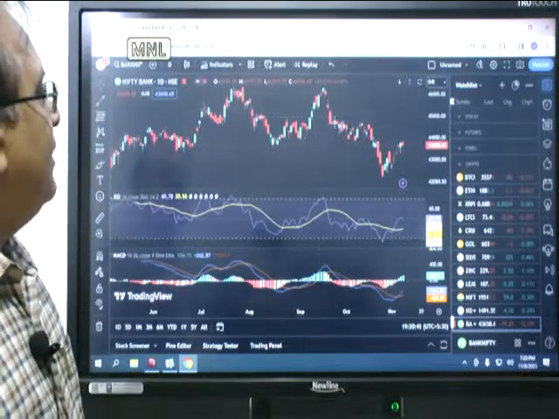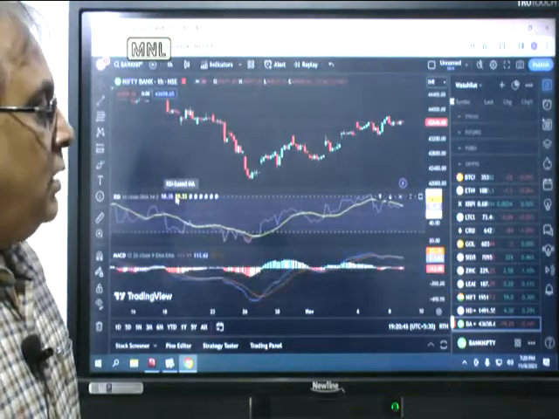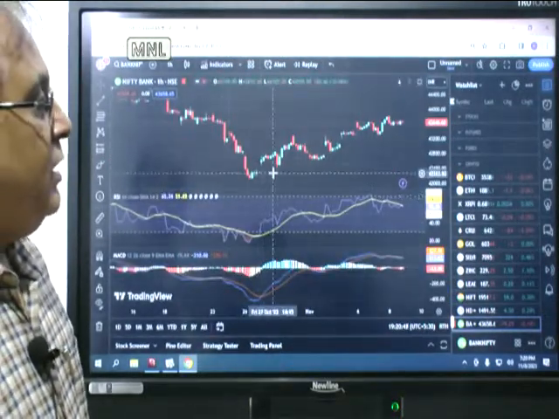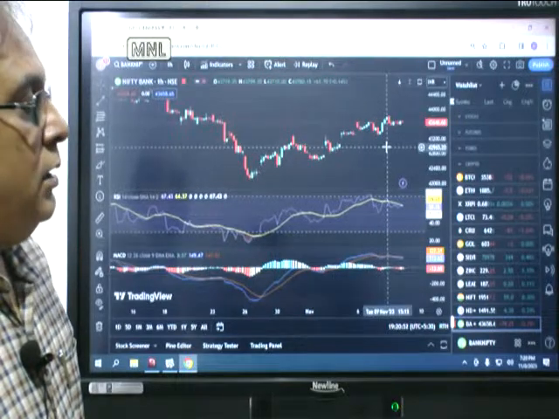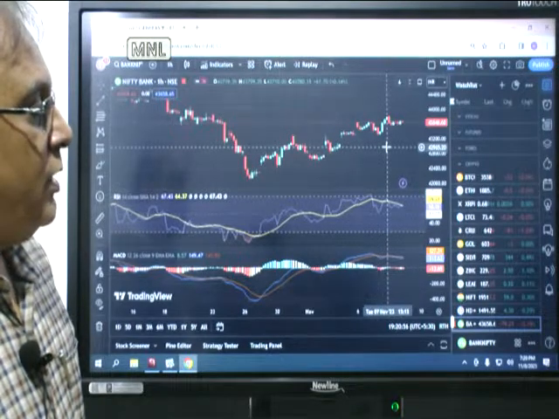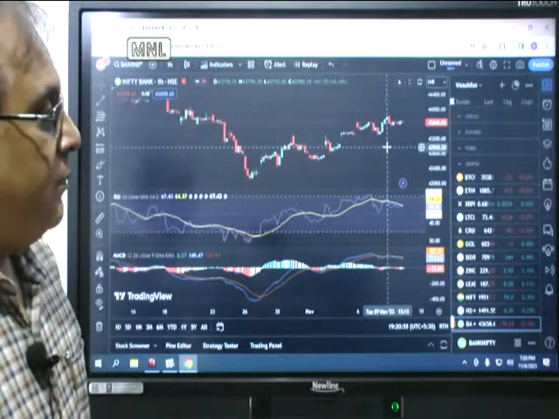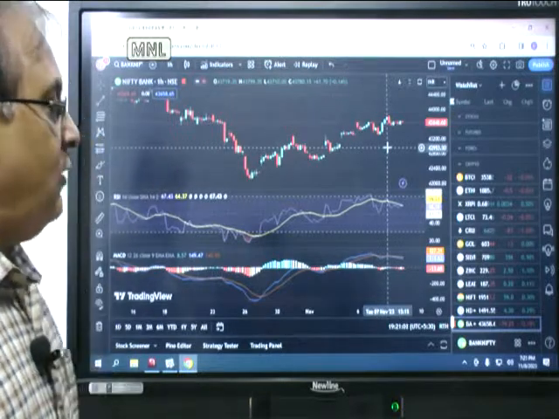So let us look at the hourly chart for this. The hourly chart clearly shows divergence. See, there is a clear divergence here. If you look at this particular one, the RSI is not making a new top, while price has made a new top. So we need to be careful about this.